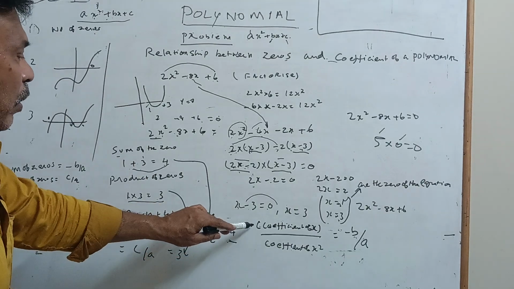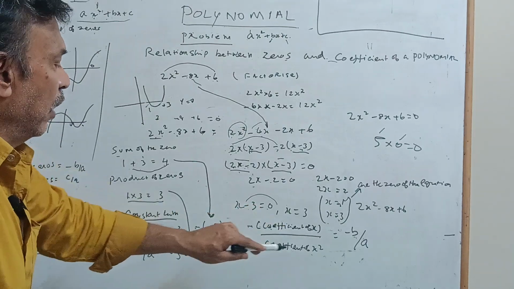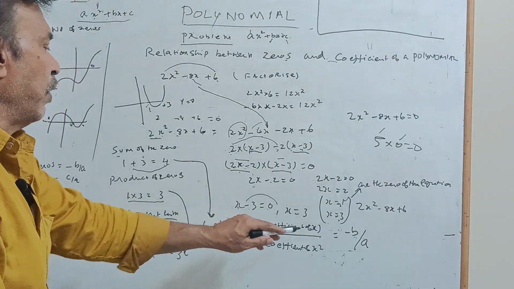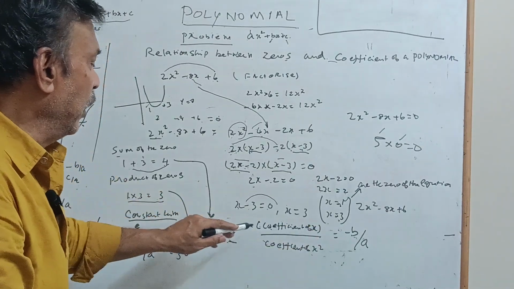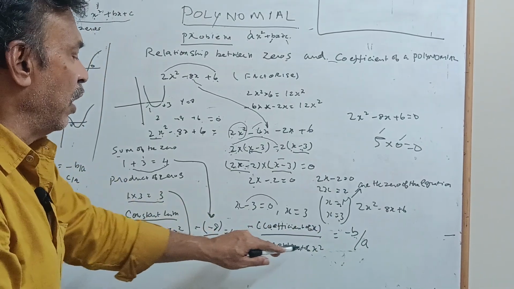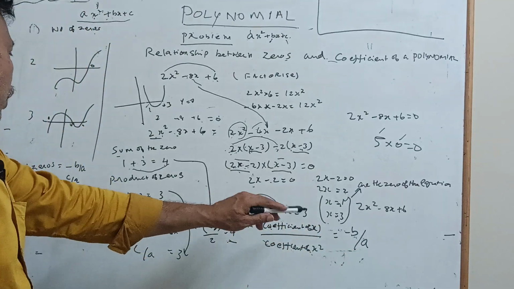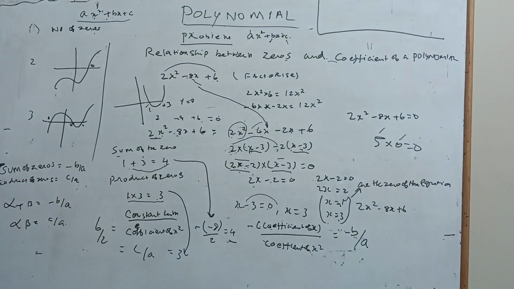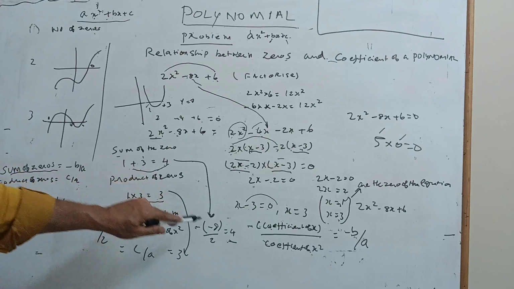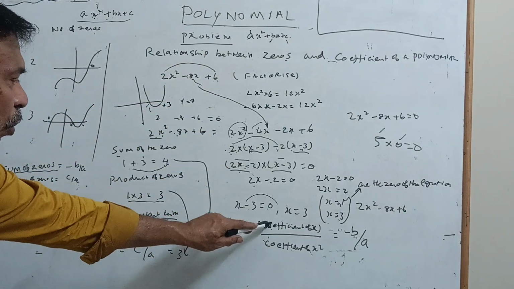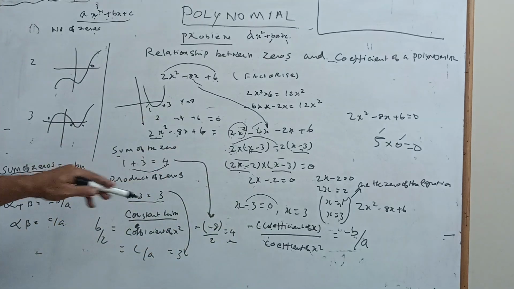That is minus of the coefficient of x divided by the coefficient of x squared. The coefficient of x is b and the minus sign comes, and the coefficient of x squared is a, so that is minus b by a. Okay, you got the point. The sum of the zeros, that is 4 equal to 4, you have proved now by writing the coefficients of the equation.